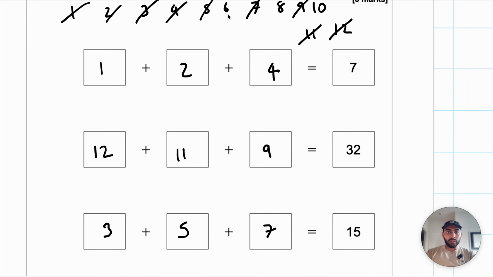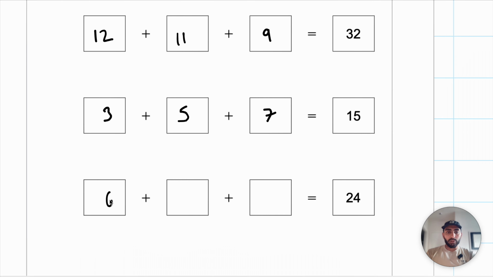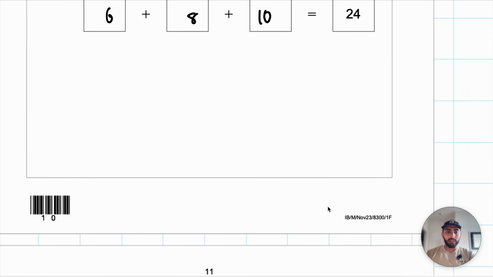And I'm hoping for the last one, I need to use 6, 8, and 10. So if I put 6, 8, and 10, does that work? 6 add 8 is 14. 14 add 10 does give me 24. So that was quite lucky.